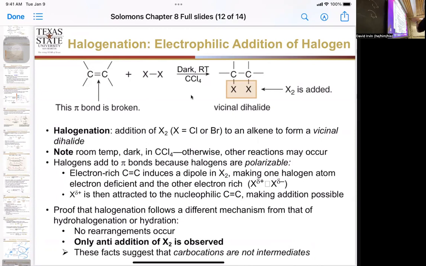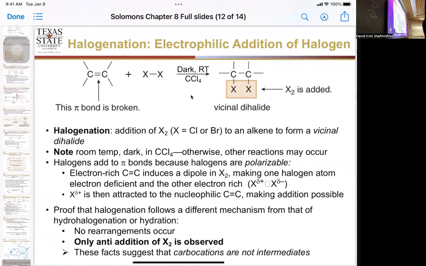So why dark? We're going to learn about that in chapter 10. If you do it in the light, it might form a radical. And that's chapter 10. So we're going to avoid chapter 10 right now and just say it's in the dark. Room temperature in the dark, you can heat it up a little bit if it's chlorine, but you don't have to. The halogens add across the double bond because the bond of the halogen is polarizable.